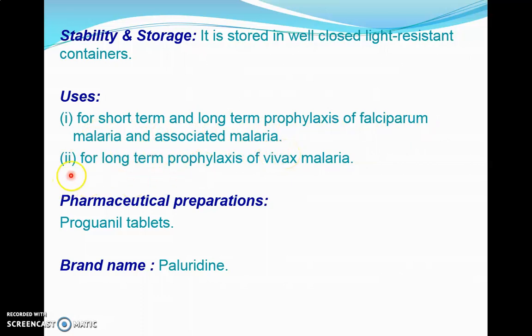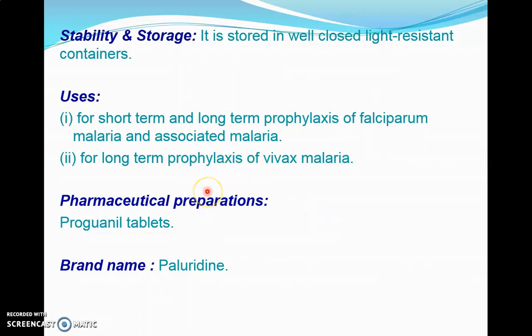As a second use, it may be used for long-term prophylaxis of the vivax type of malaria. It means it may also be used for prophylaxis, particularly for teams working in malaria areas, those going into territory where malaria has become pandemic or epidemic. So these persons, the healthcare team, will be given an antimalarial agent as prophylaxis. For example, proguanil can be used for prophylaxis so that the healthcare team does not suffer from malaria while working in the field.